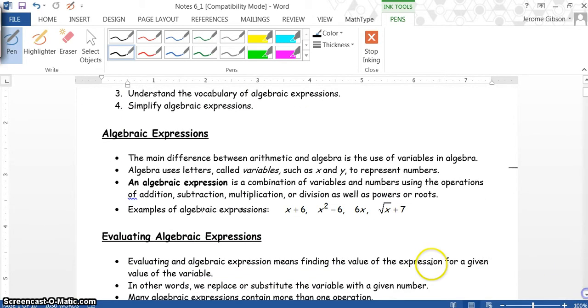Now, algebraic expressions. The main difference between arithmetic and algebra is the use of variables in algebra. Algebra uses letters, called variables, such as x and y, to represent numbers. An algebraic expression is a combination of variables and numbers using the operations of addition, subtraction, multiplication, or division, as well as powers or roots. Examples of algebraic expressions are x plus 6, x squared minus 6, 6x, and the square root of x plus 7.